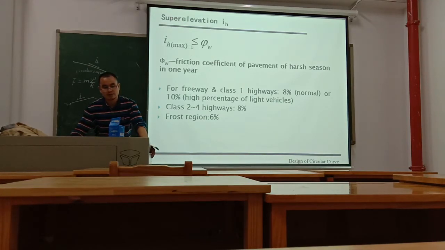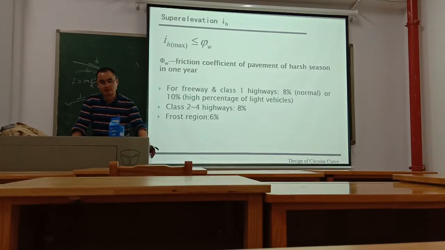IH is less than or equal to sine W. Sine W is the friction coefficient of pavement of harsh season in one year.